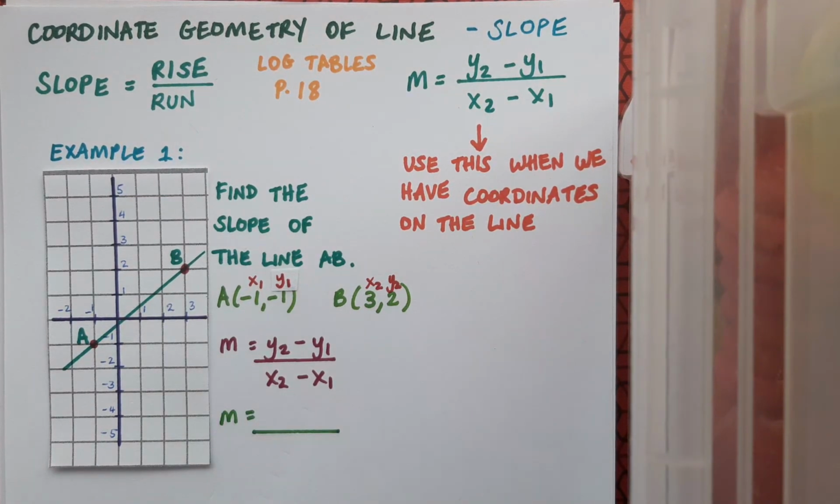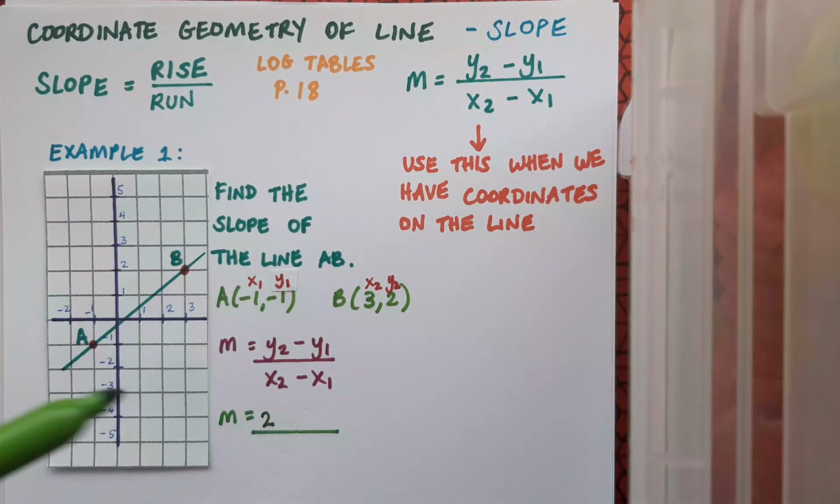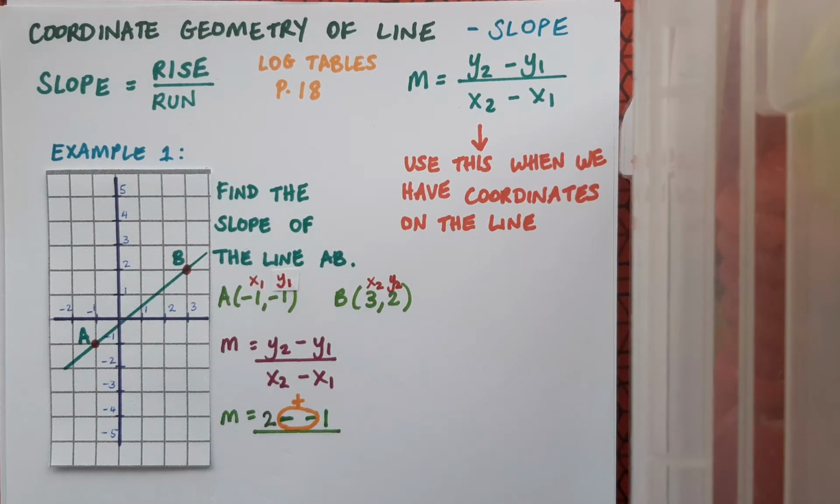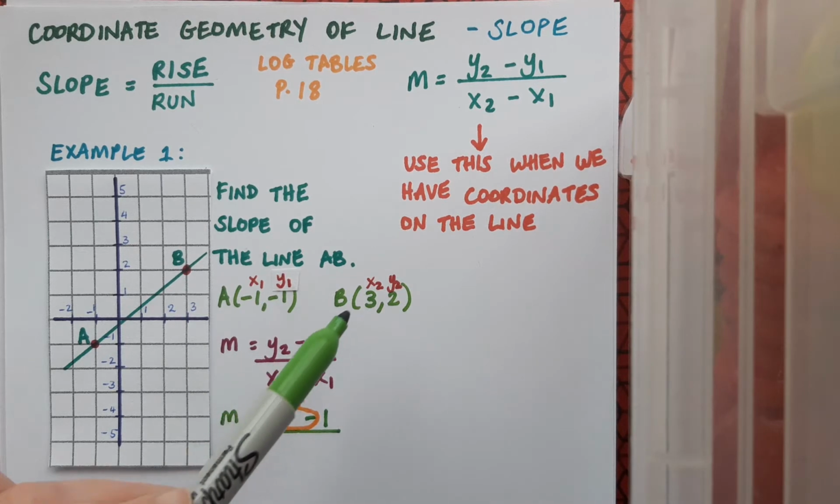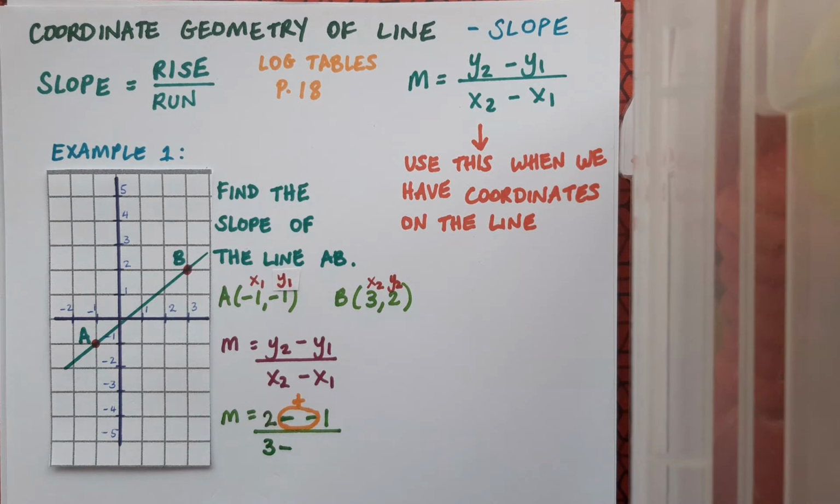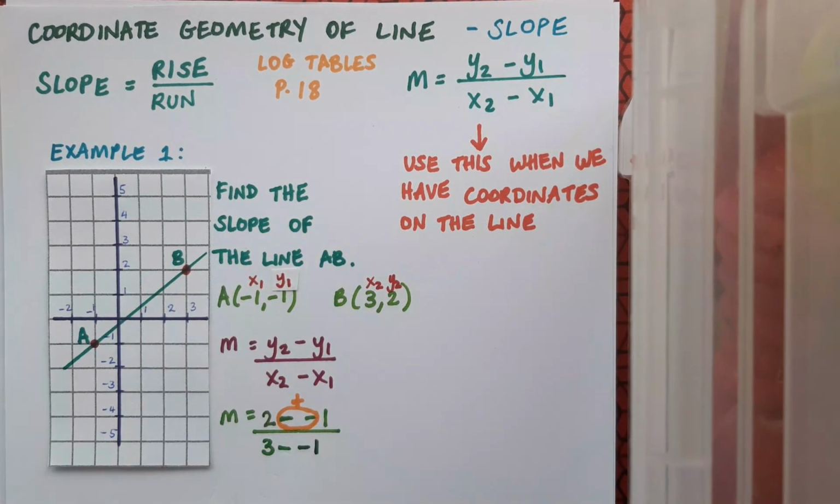So on the top of my fraction, I'm going to have y2 minus y1. Notice y2 is 2. I've got my minus in the formula, and here my y1 is -1. This negative obviously makes a positive, and you can write it as a positive if you like. And then on the bottom, we're going to have our x2, which is 3. Again, there's a minus in the formula. And my x1 is -1. So again, I've got that minus set up on the bottom, which I can write as plus if I like.